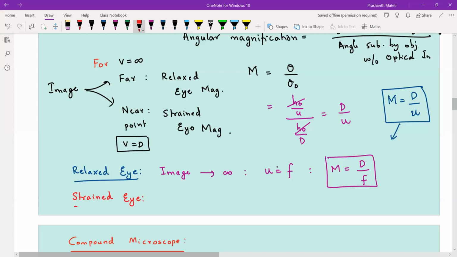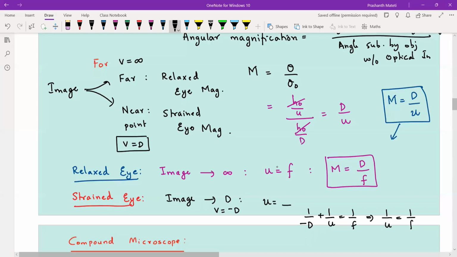Yes, sir. So for strained eye, where should the image be formed? Image should be formed at least at the distance d. When v is equal to d, or actually v is equal to minus d if you take it, then we want to find u. How do you find u? We have to apply the lens formula again. That is, in the place of 1 by v we can write minus 1 by d. Then minus becomes plus, is equal to 1 by f. So 1 by u is equal to 1 by f plus 1 by d. So now we are looking for magnification.